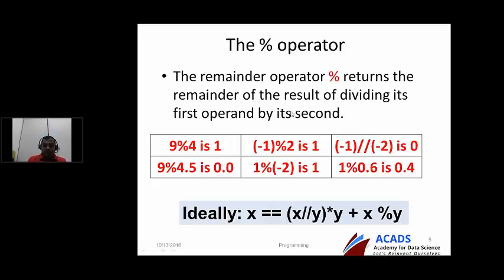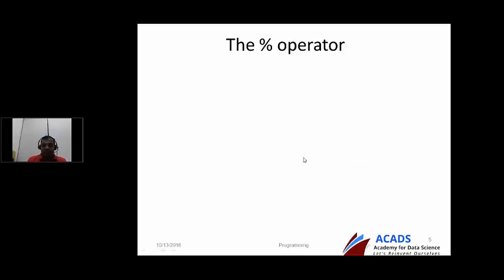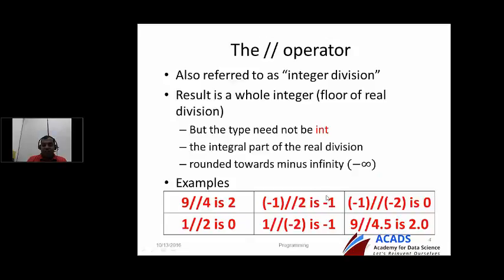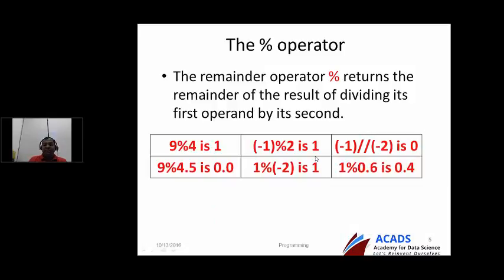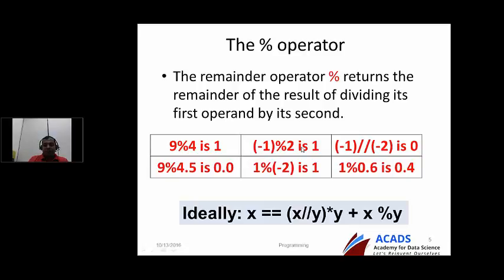Okay. So if you can see, -1 integer division by 2 is -1. So if you multiply it back by 2, you get -2, and you add the remainder, which is +1. So the result is -1. Okay. So this identity holds for all numbers x and y, and especially for integers.